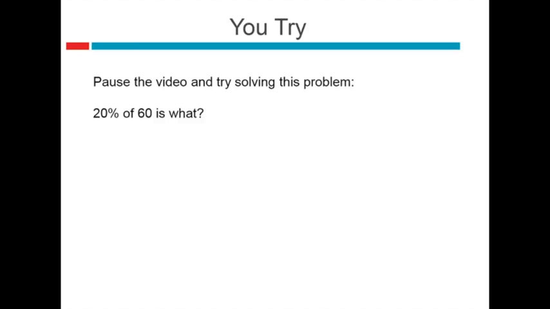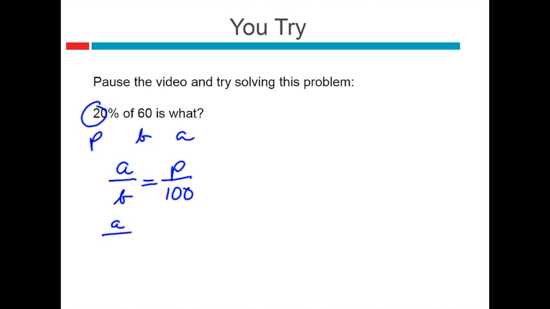So now we have 20%. So 20 is going to be our percent number of 60. So 60 is going to be our base number, and that's going to be our amount. We're going to say is what number, and that will be our amount. So I hope that you wrote A over B, amount over base, is equal to P over 100, percent over 100. So the amount is what's missing. Our base is 60. Our percent number is 20, so we have 20 over 100.